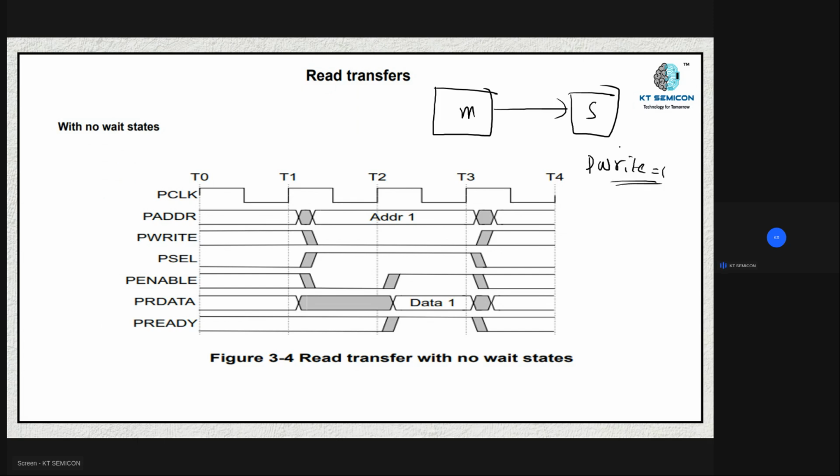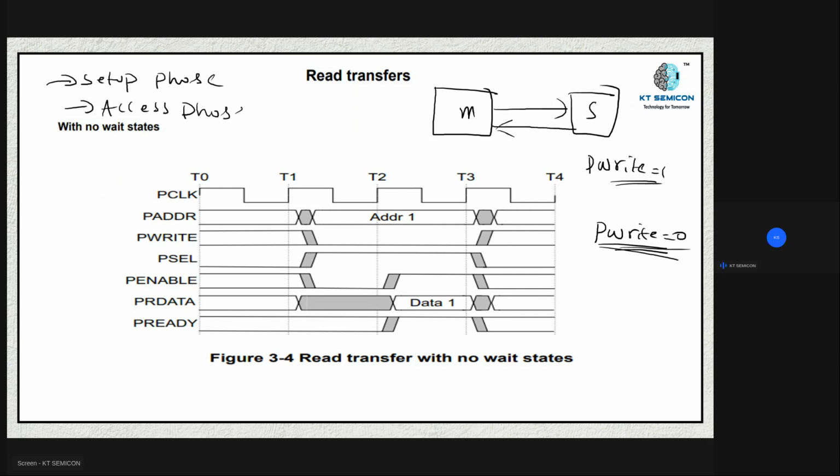But in the case of our read operation, we are going to have PWRITE equal to 0. PWRITE equal to 0 means our master is going to read the data from the slave. That is nothing but my read operation, and PWRITE will be equal to 0. Now, in this read operation also we are going to have two phases. One is the setup phase and another is the access phase.